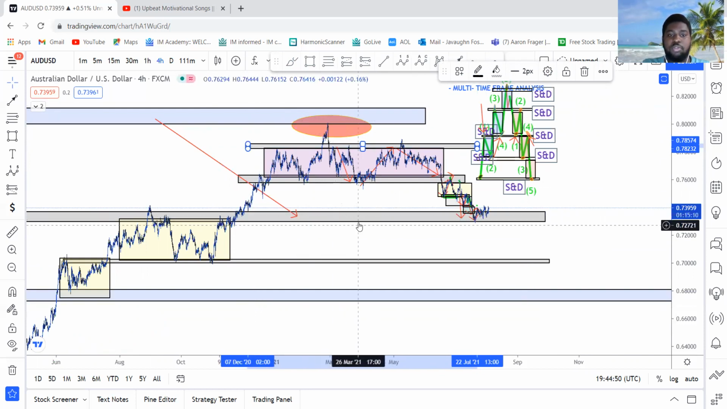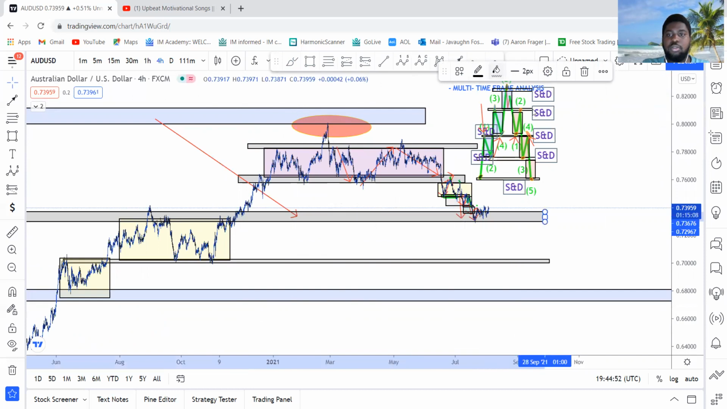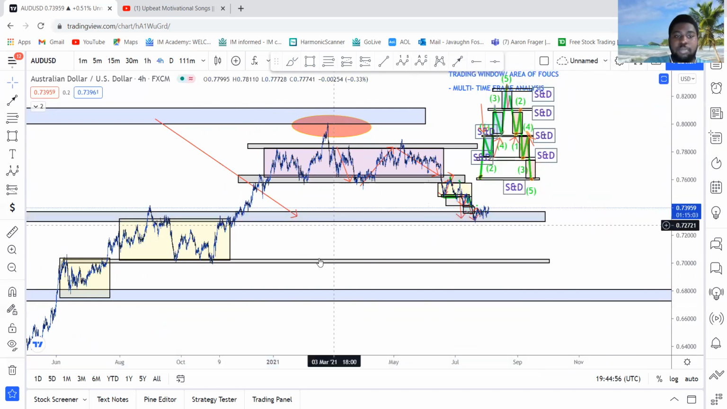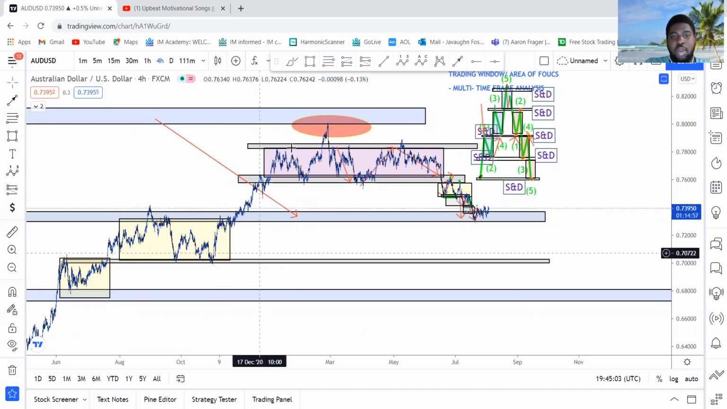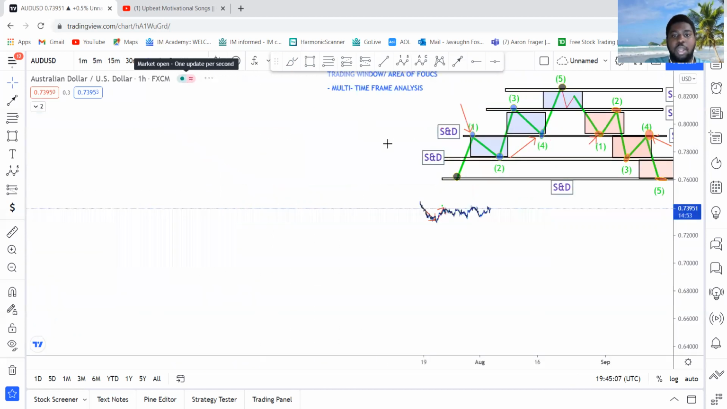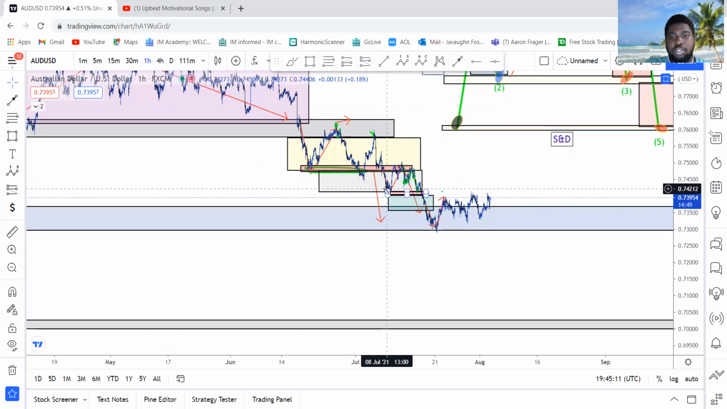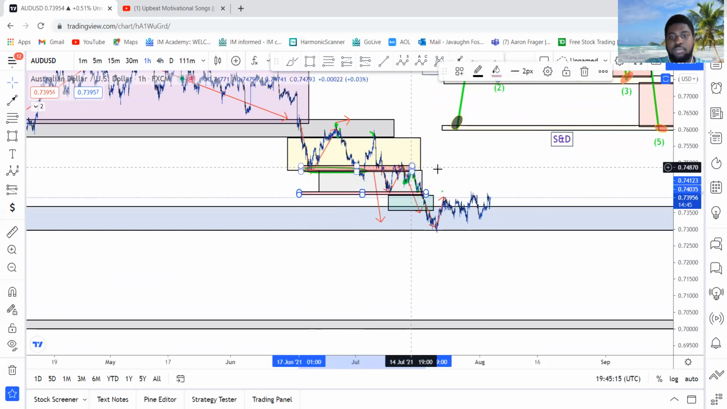No, sorry, this wasn't a 4-hour. This was also a daily. But these black areas are the 4-hour zones, because within the dailies there's a 4-hour supply and demand. And then we go to the 1 hour, and the 1-hour supply and demand would be these red areas right here. Supply and demand at these red areas.